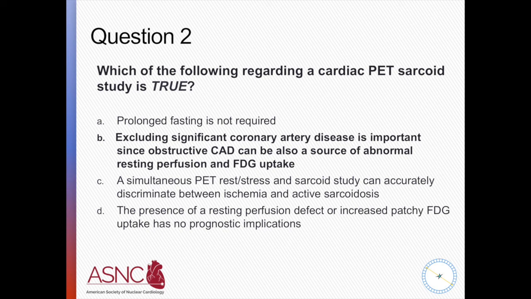In option D, the presence of a resting perfusion defect or increased patchy FDG uptake has no prognostic implication in the setting of cardiac sarcoid, and this is false. When you have cardiac sarcoid, the first thing you see is this patchy FDG uptake, which represents active inflammation. That active inflammation can disrupt coronary flow, and eventually will lead to fibrosis, granuloma formation, and occlusion of these vessels, in which you have resting perfusion defects. So the presence of either, or the combination of perfusion defect and FDG, has significant prognostic implication, with poor prognosis for the patient.